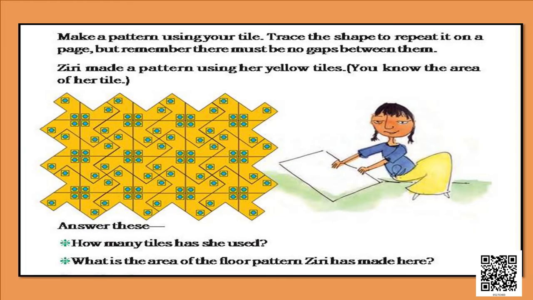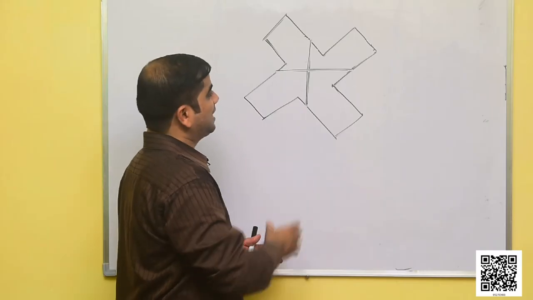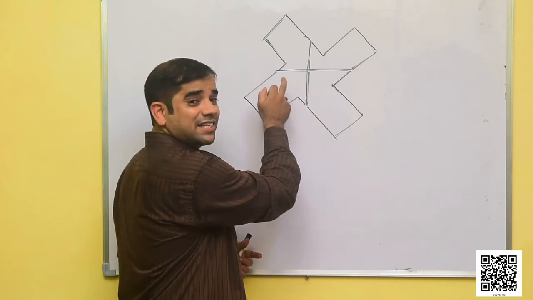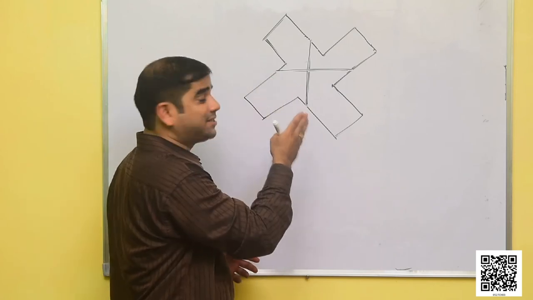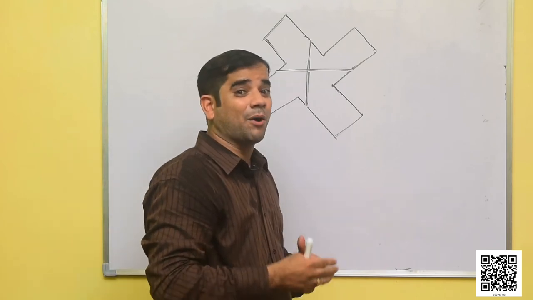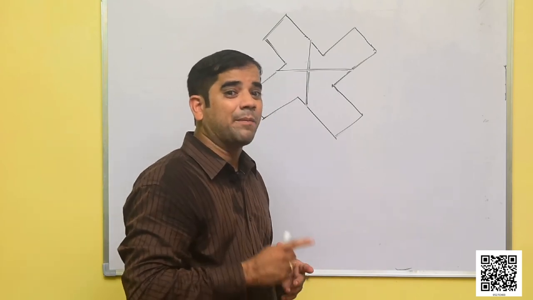Trace the shape to repeat it on a page, but remember, there must be no gaps between them. Ziri made a pattern using her yellow tiles as it is displayed on the screen. Now let's find out how many tiles this pattern contains. You can see in your book as well, the total pattern that Ziri has made contains 12 patterns like this, and each of the patterns contains 4 tiles as we have constructed from the cardboard.